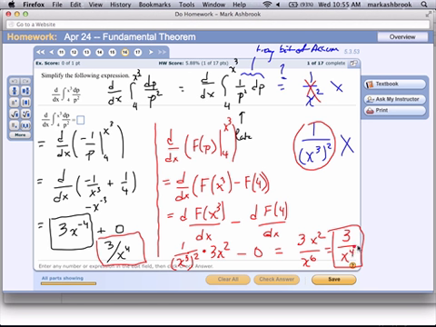Talia? You lost me at the d over dx of capital F of x cubed. Okay, so tell me what this means. What does that mean? Taking the derivative of the function capital F of x cubed. So we're taking the derivative of this function, which is capital F, with x cubed plugged into it. So how do we do that? How do we take the derivative of that?